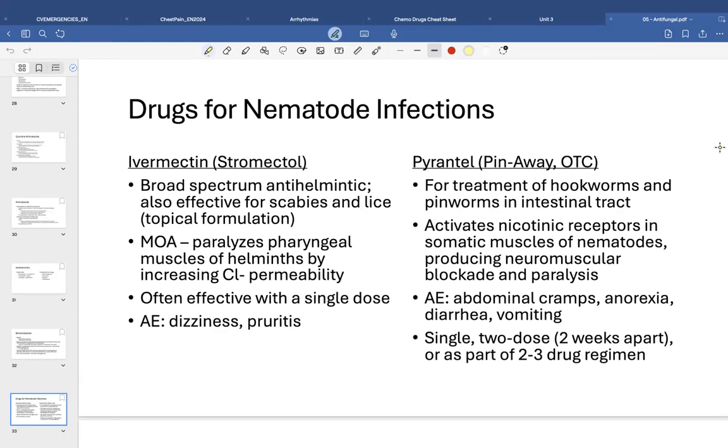And then pyrantel is an over-the-counter treatment for hookworms and pinworms in the intestinal tract. Again, causes paralysis of nematodes, with side effects largely diarrhea. Here, it's often given as either a single regimen, two-dose regimen, or polypharmacy with one or two other drugs.